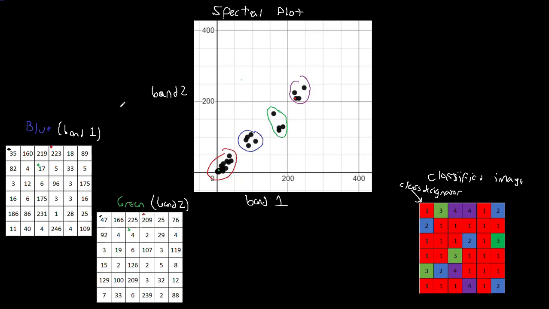Okay, so we're going from bands. Internally, it's not making a spectral plot, but it's looking at the data this way. You can think of it as looking at the data this way. It's using the algorithm that we'll talk about in the next video to figure out where these clusters occur, and then it's going to assign a class designator based on which cluster a particular pixel belongs to. So again, this first pixel here was in this cluster, so its class designator was 1.